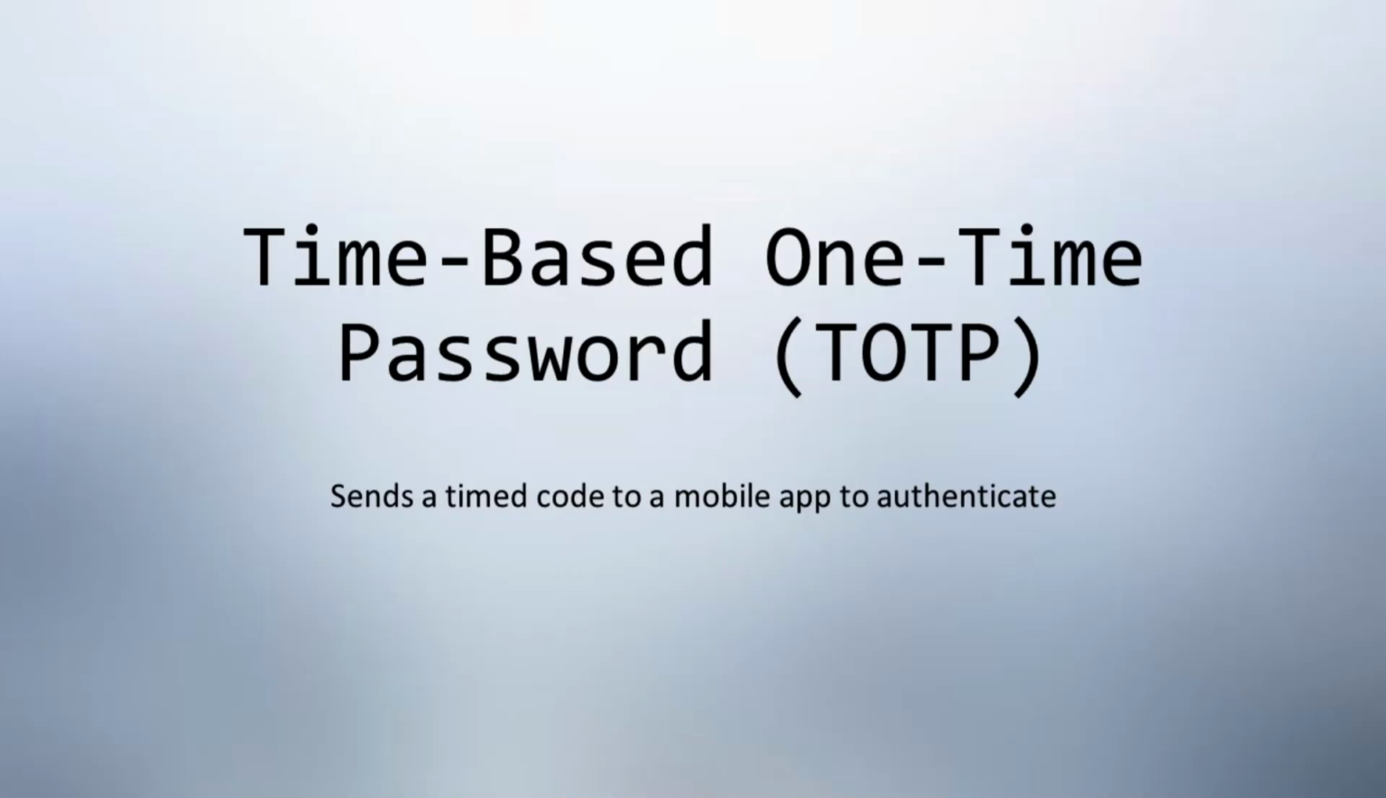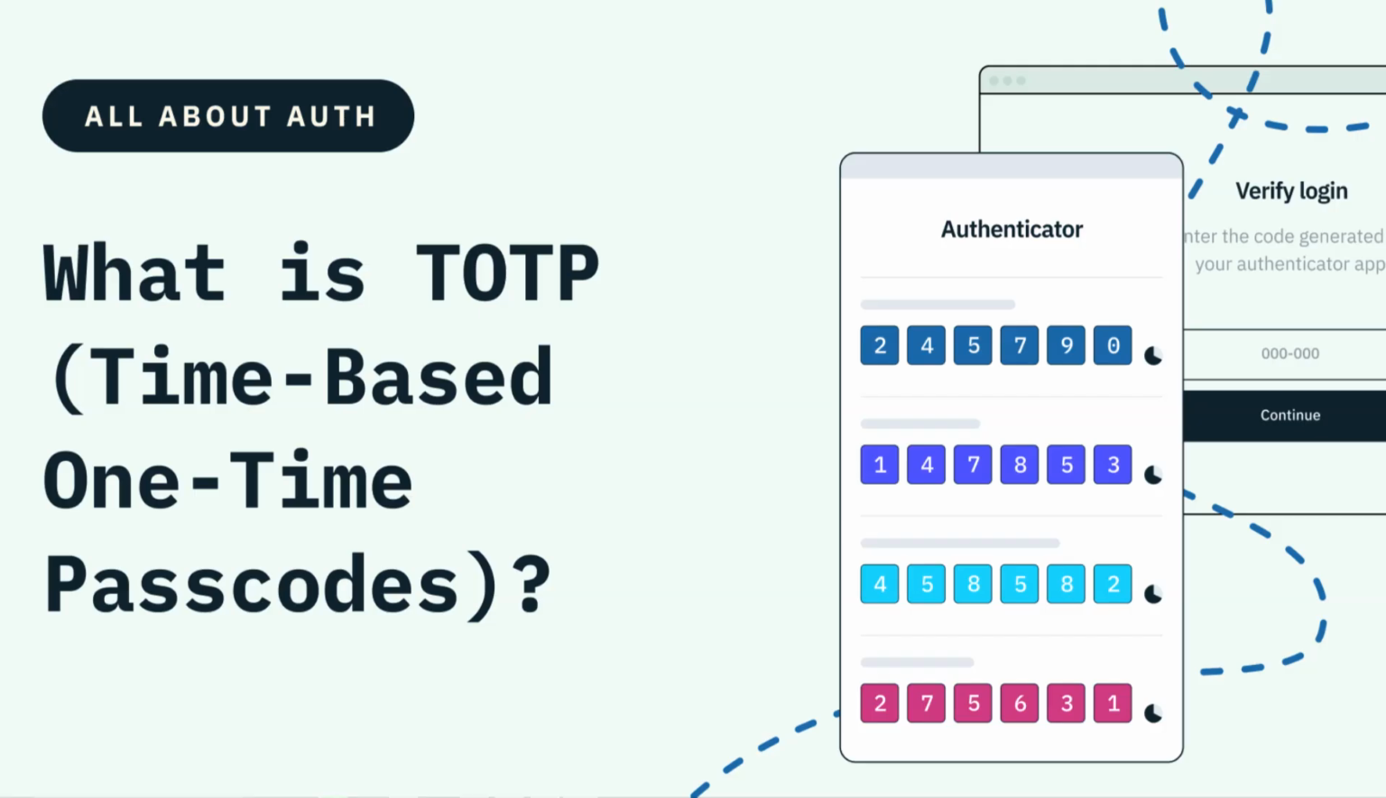Time-based one-time passwords, or TOTP. TOTP involves using a mobile app, such as Google Authenticator or Authy, to generate a temporary code that changes every few seconds. You'll need to enter this code along with your password during the login process. TOTP is more secure than SMS-based verification since the code is generated locally on your device and doesn't rely on a text message.